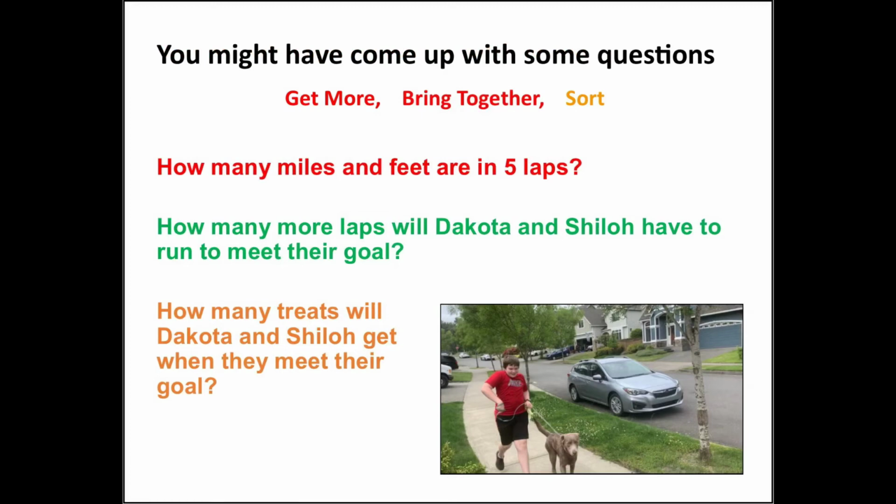You might have come up with questions like these. How many miles and feet are in 5 laps? You might have wondered, how many more laps will Dakota and Shiloh have to run to meet their goal? You might have asked, how many treats will Dakota and Shiloh get when they meet their goal? There might have even been questions that you asked that I didn't think of.